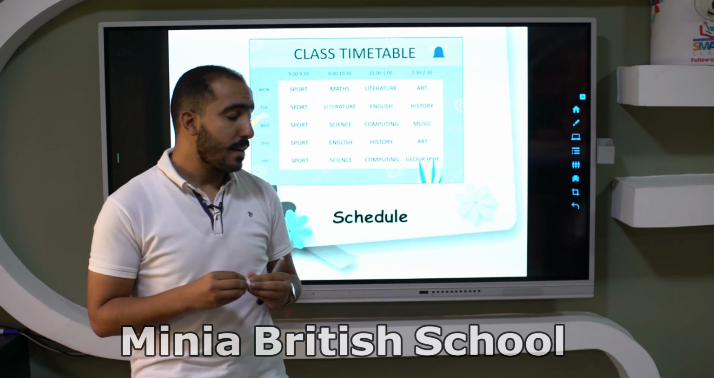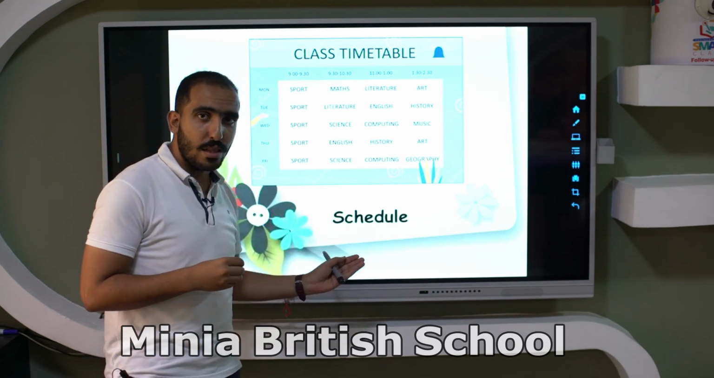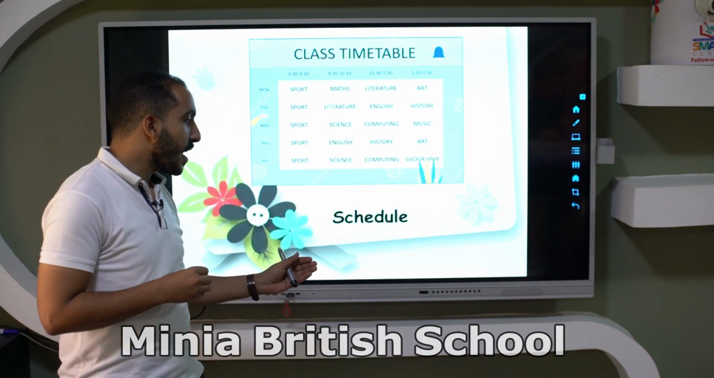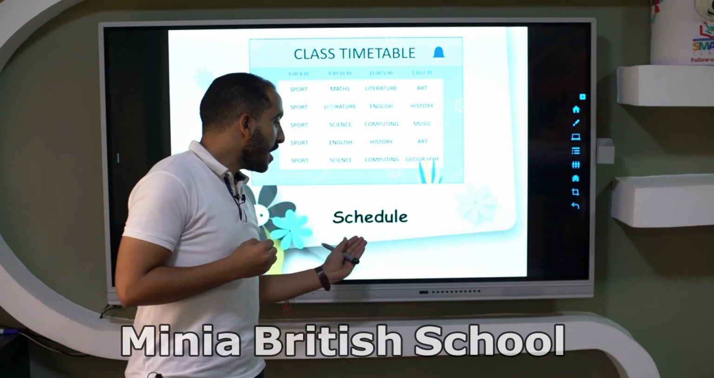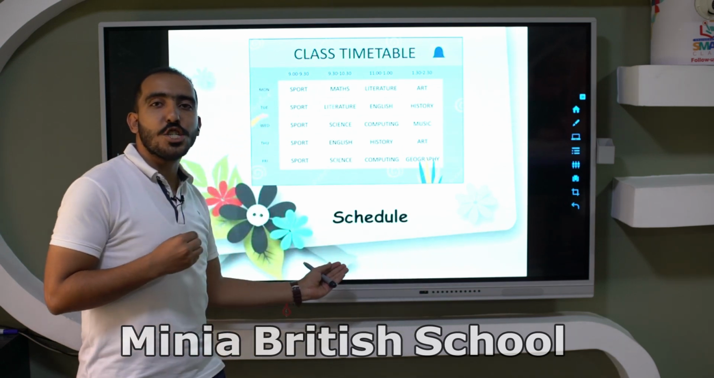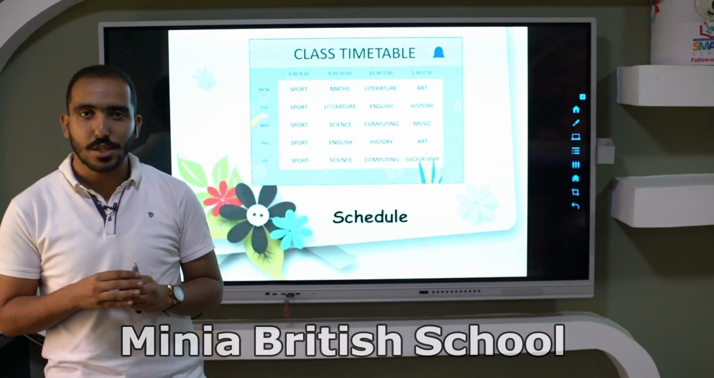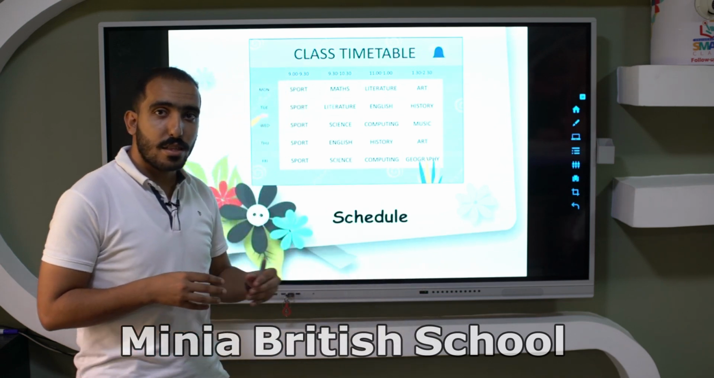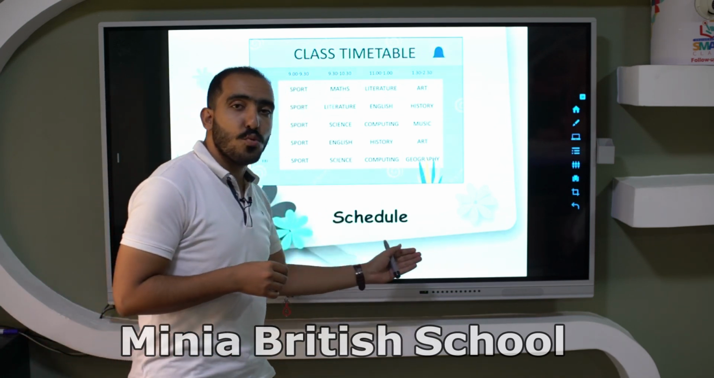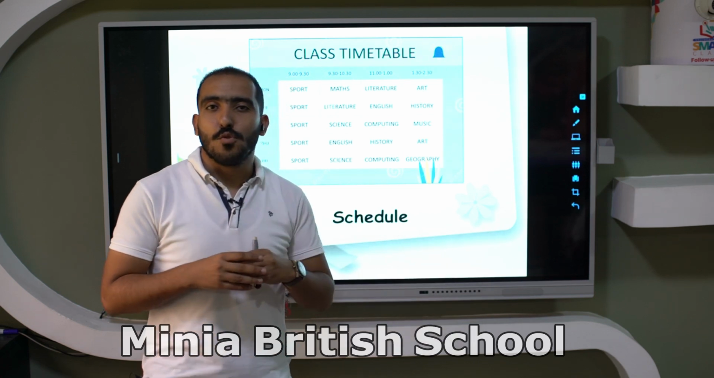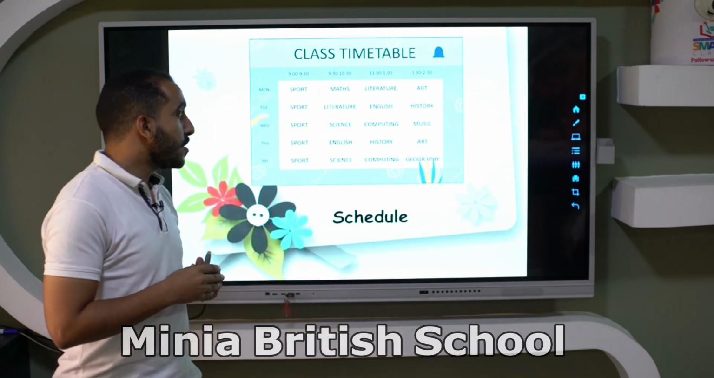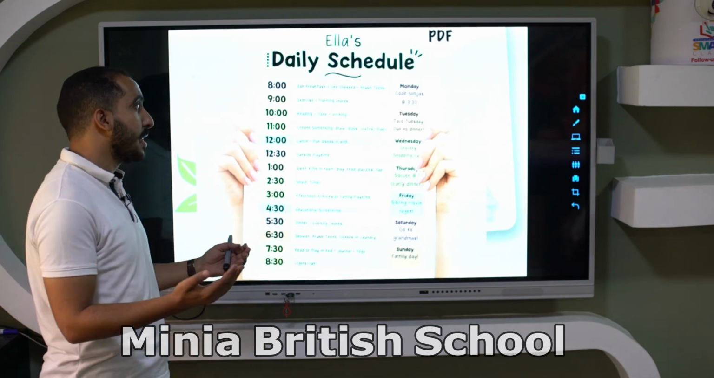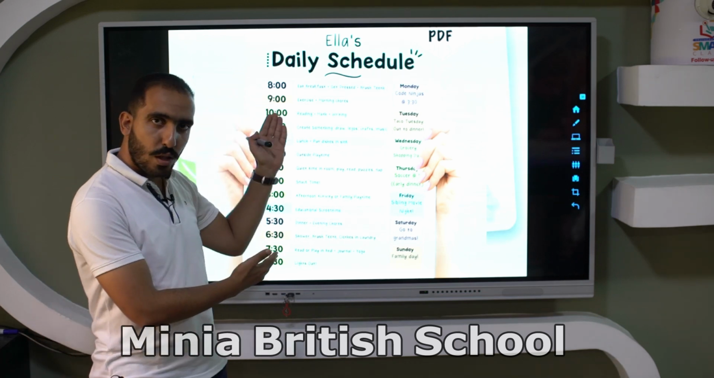Okay, so now we have two ways to say this word. We can say it like this, schedule. We can also say it in another way, schedule. So we have two ways to say this word. First, we can say schedule, it's correct, and the other way is schedule. So both ways are correct. So this is our first word. Next.